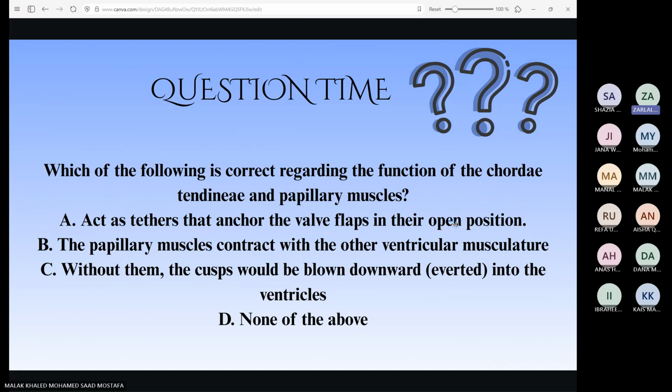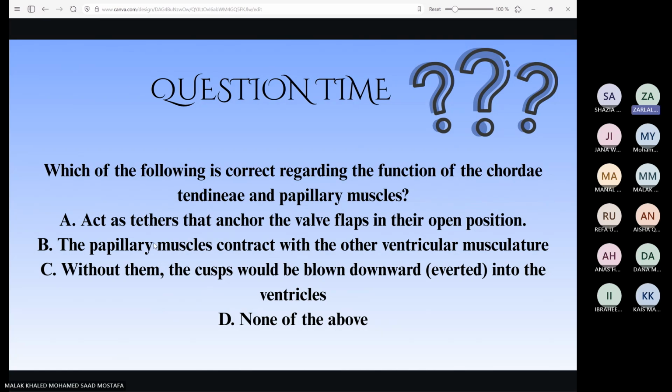Okay, another question: which of the following is correct regarding the function of chordae tendineae and papillary muscles? Okay, so let's discuss. The correct answer is B.